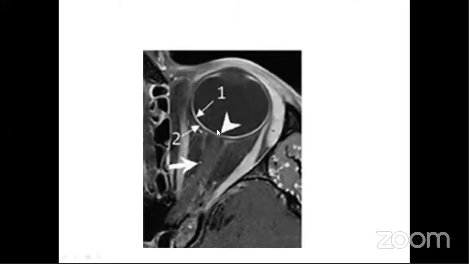This arrow is pointing at the exact point where the optic nerve emerges out of the globe here, to form the optic part and the orbital part. So this one is the optic part, this is the orbital part.